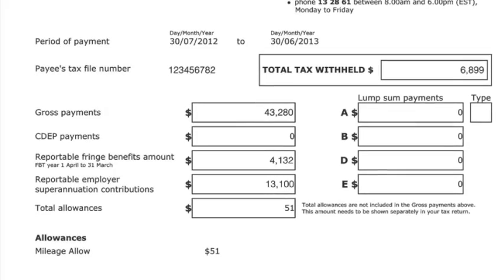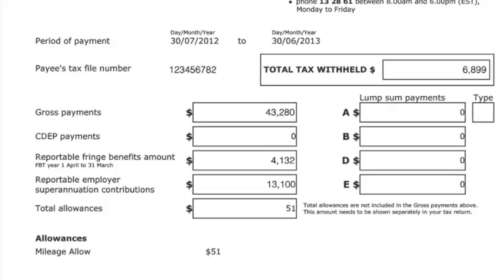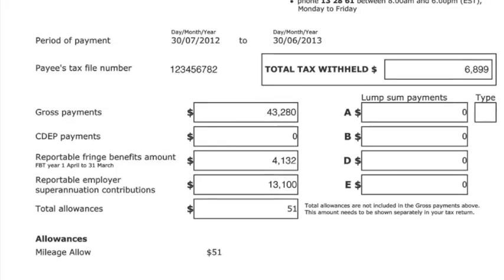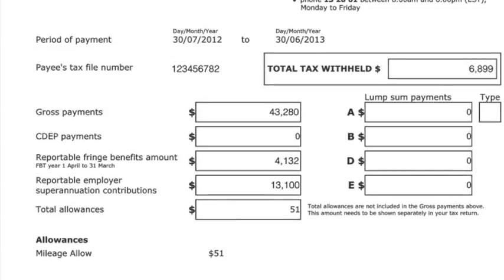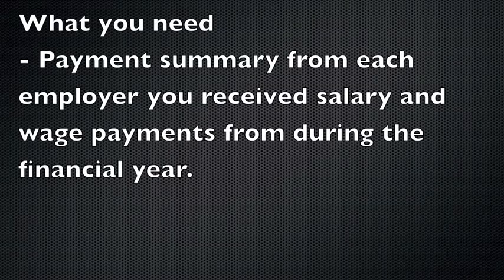We'll consider the most common payments found on your payment summary, including salary payments, reportable fringe benefits, employer super contributions, and allowances. So all you need to get started is your payment summary. This is also commonly referred to as your group certificate. So once you've managed to dig that up, let's open e-tax and get started.